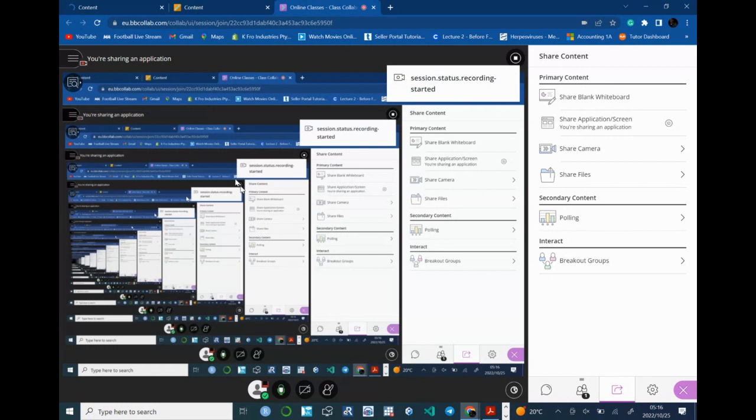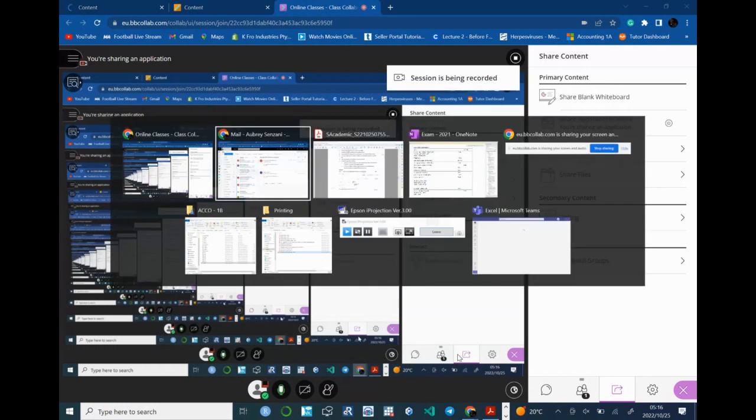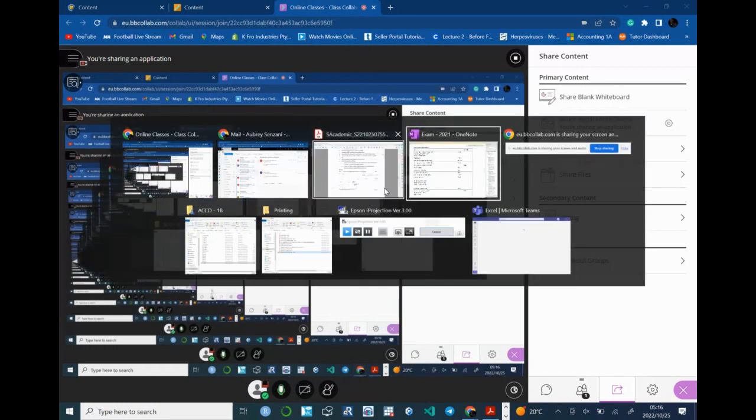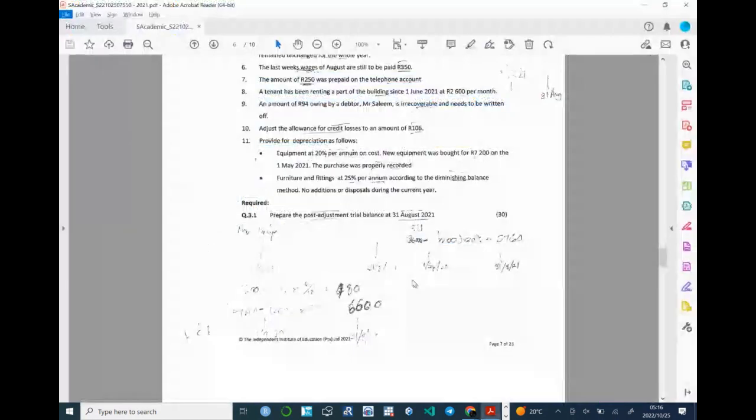All right. Super. So we had stopped on question 3. Now, question 3, you can see there, the whole 30 marks, they're asking one thing. Prepare the post-adjustment trial balance. This is what you had in your test, in the original test, okay? Prepare the post-adjustment trial balance, okay?